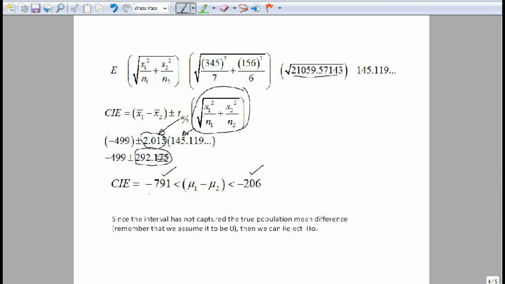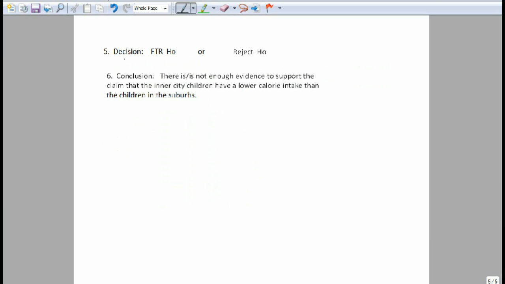If you look at the number line this way, 0 is over here somewhere. Here's negative 791, and here's negative 206. So somewhere here is our interval, and here's 0. So it did not capture it, so we can reject H0. It's outside of our interval, so it's going to fall into that rejection region. So our decision is to reject H0.